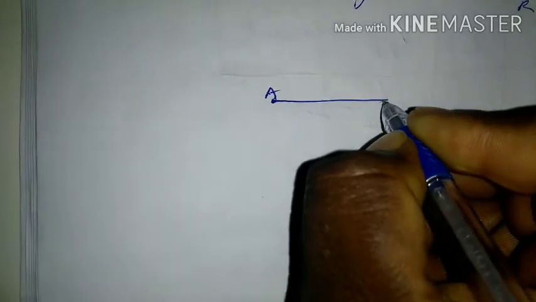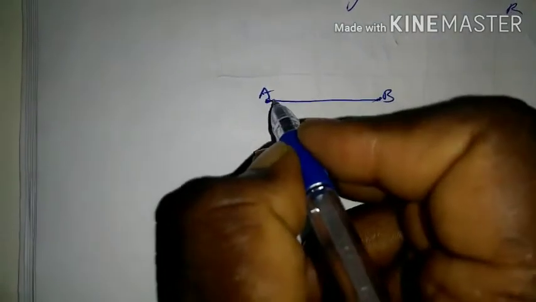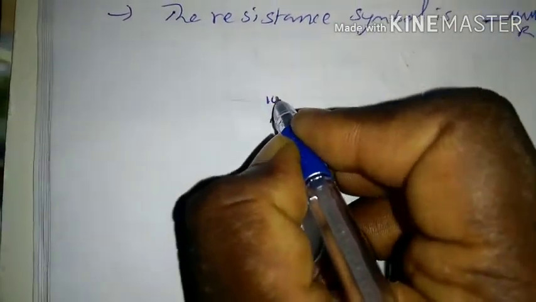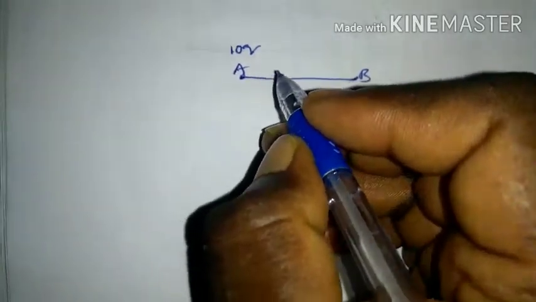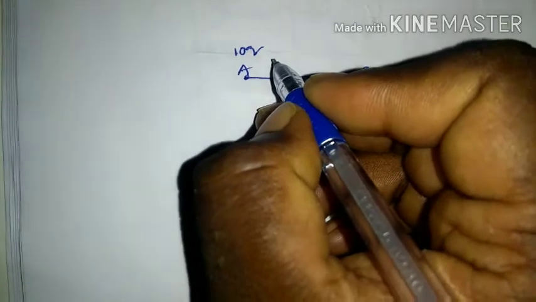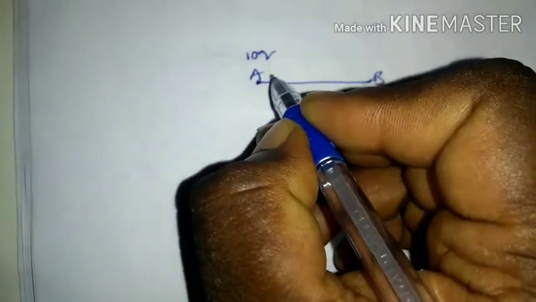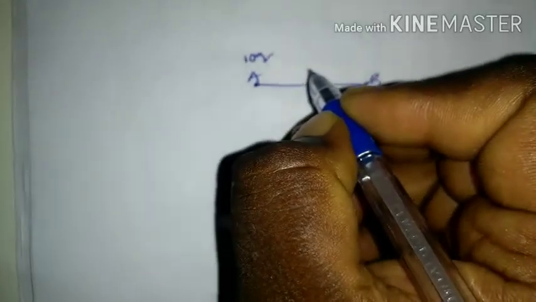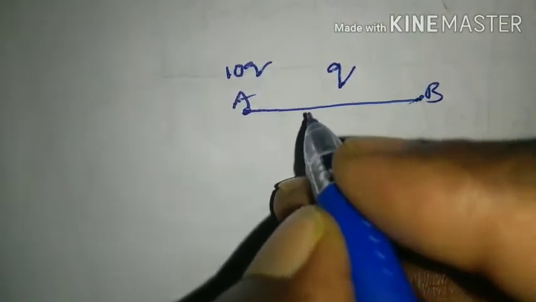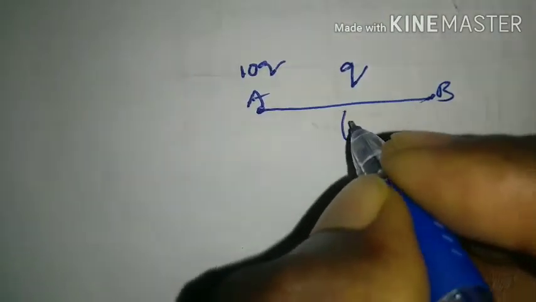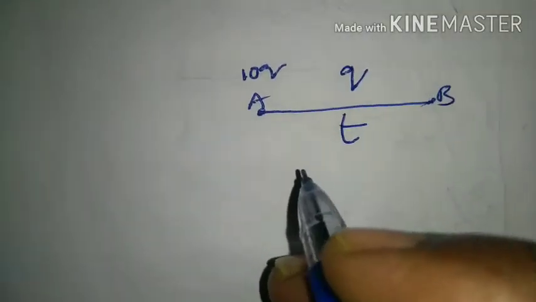For example, take a copper wire. Here is point A, here is point B. Suppose at point A there are charges. Now charge Q passes through point A and moves to point B. Some charges move from A to B with respect to time. It is called electric current.